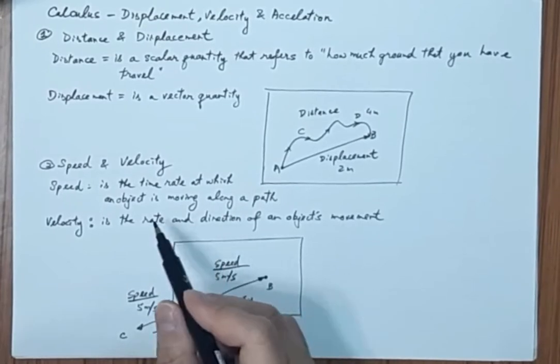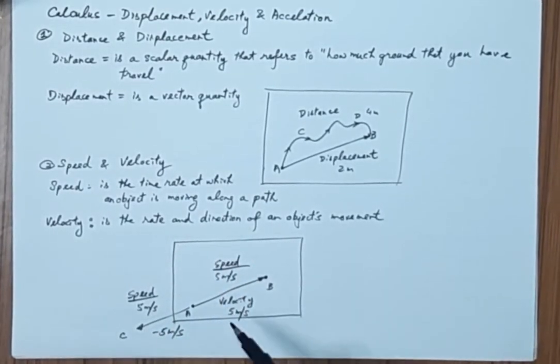So speed is the rate of change of an object moving along a path. No matter which direction, the speed is always positive. And velocity is a vector quantity, so it has positive and negative values.